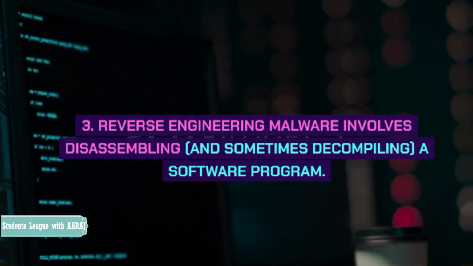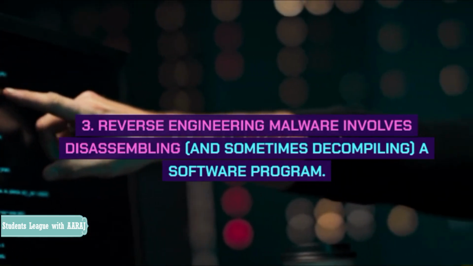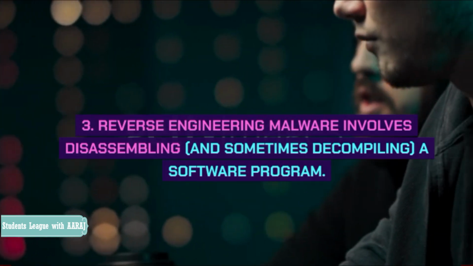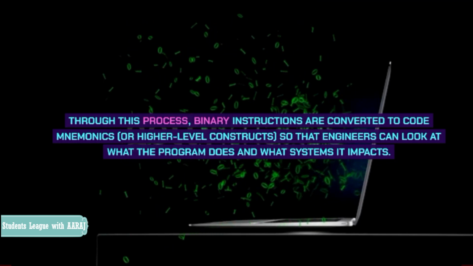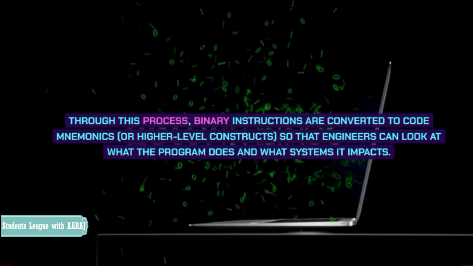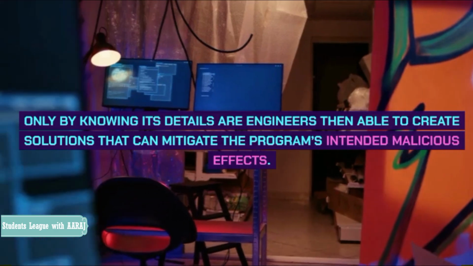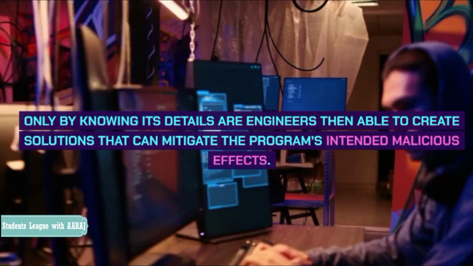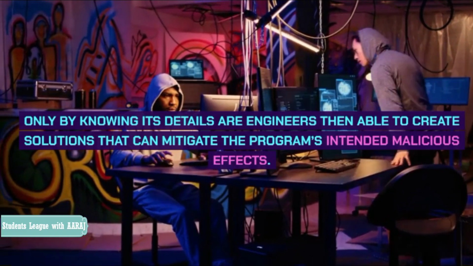3. Reverse engineering malware involves disassembling, and sometimes decompiling, a software program. Through this process, binary instructions are converted to code mnemonics, or higher-level constructs, so that engineers can look at what the program does and what systems it impacts. Only by knowing its details are engineers then able to create solutions that can mitigate the program's intended malicious effects.